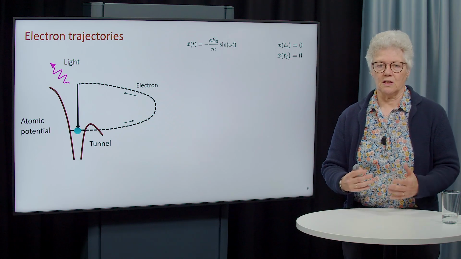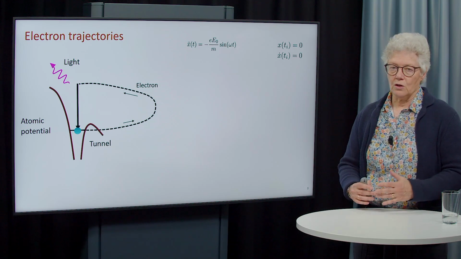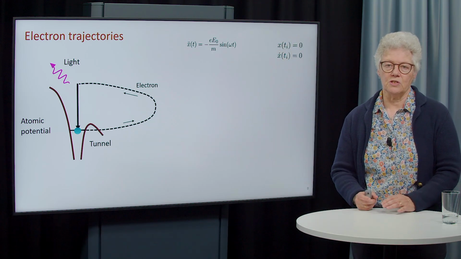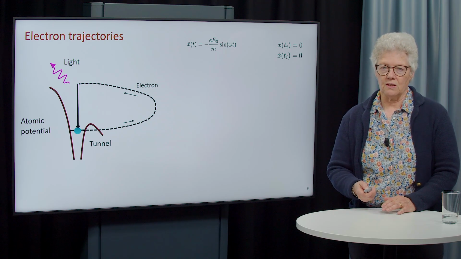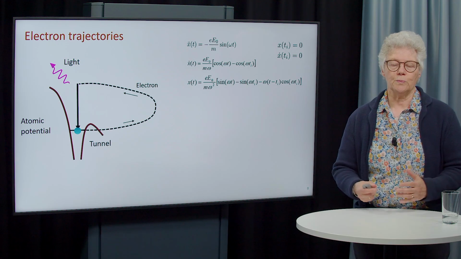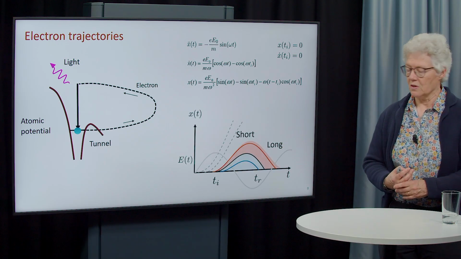We assume that the electron is born at a certain time, Ti, at position 0, close to the atom, and with a velocity equal to 0. And you can then integrate this equation a second time to obtain the trajectories of the electron, which are shown on this slide.